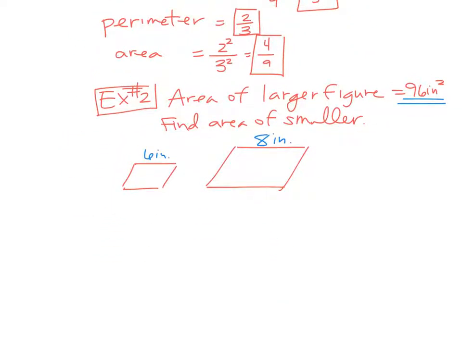So we need an area ratio if we're going to find the area of the smaller one. How can I find an area ratio right now? Area of the bigger one? No, last one we were just finding the ratio. Now we're going to find the actual area of the figure. So we're going to do what we did in the last problem and take it one step further. So what is my area ratio going to be?